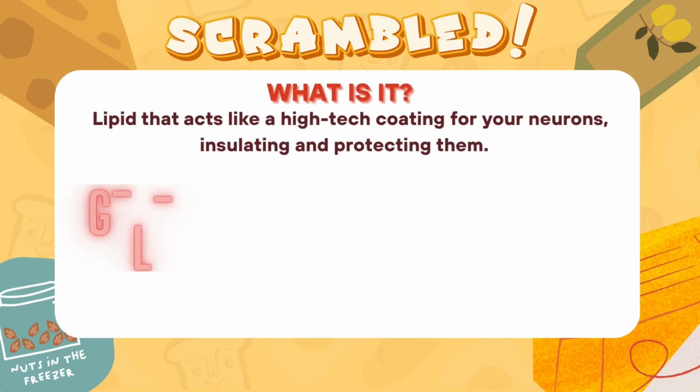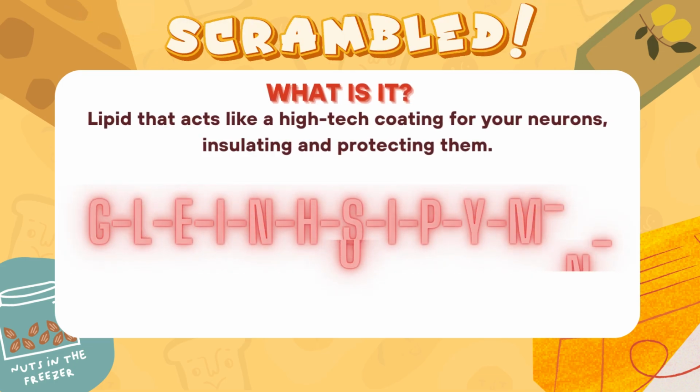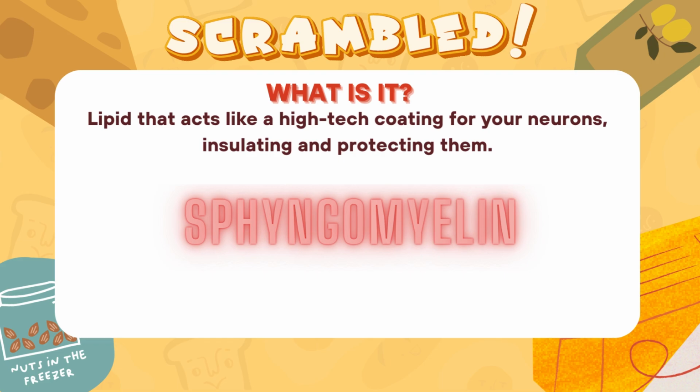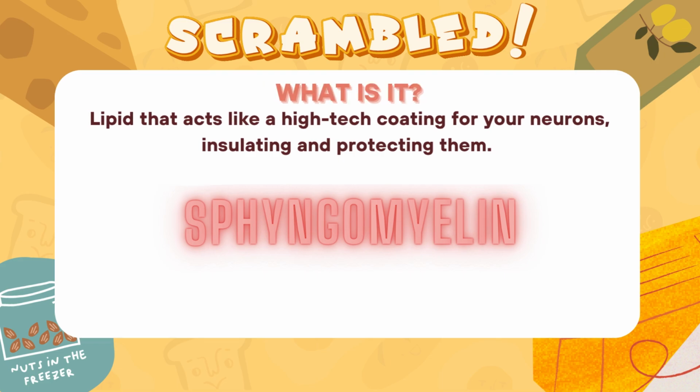So first is, this lipid acts like a high-tech coating for your neurons, insulating and protecting them so nerve signals move fast. Got it? The answer is sphingomyelin, part of the myelin sheath that wraps around the nerve cells like a protective cable cover. Super important for fast signal transmission.